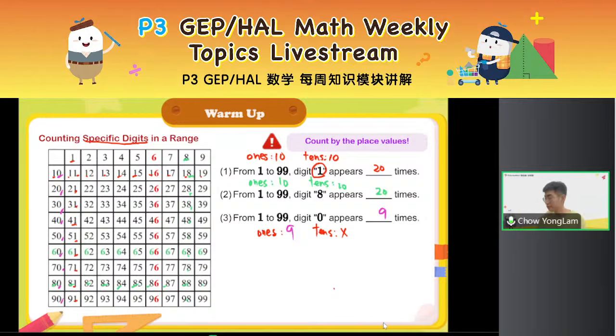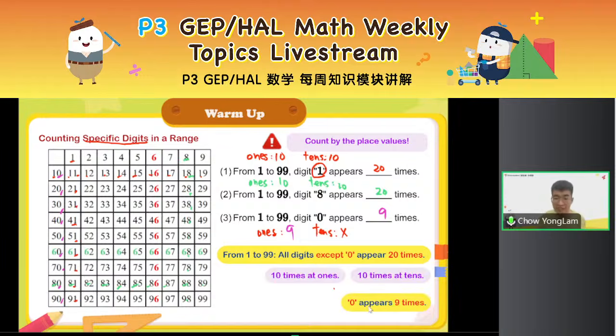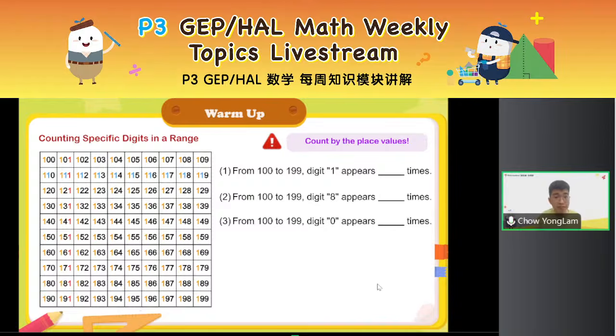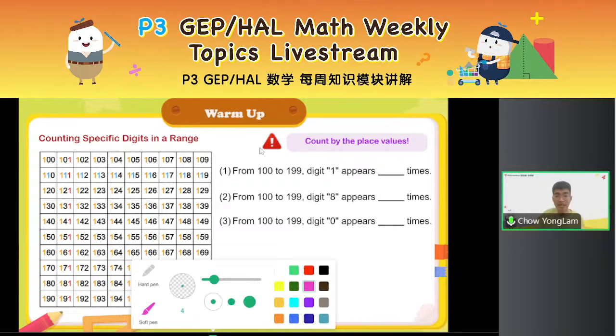Okay, so with that, please take note. From 1 to 99, if you don't have your hundreds digit, all digits except 0 will appear 20 times. Okay, but 0 is special, right? It appears 9 times. Now, this is if you don't have a hundreds digit. But if you have a hundreds digit, something different is going to happen.